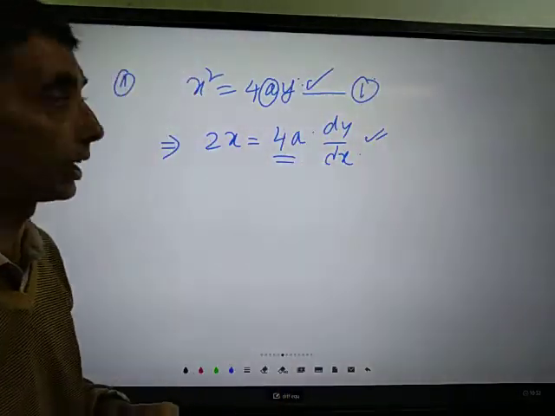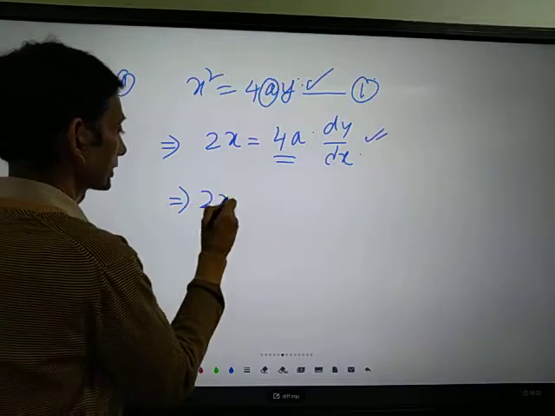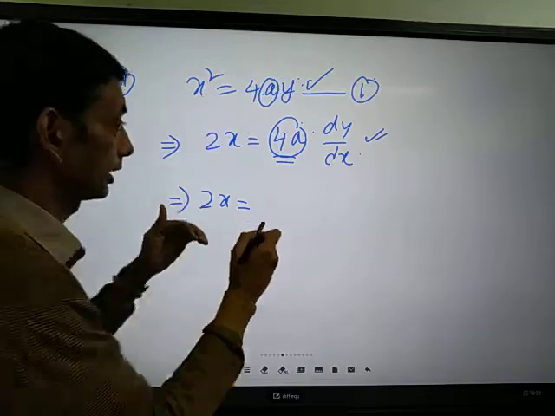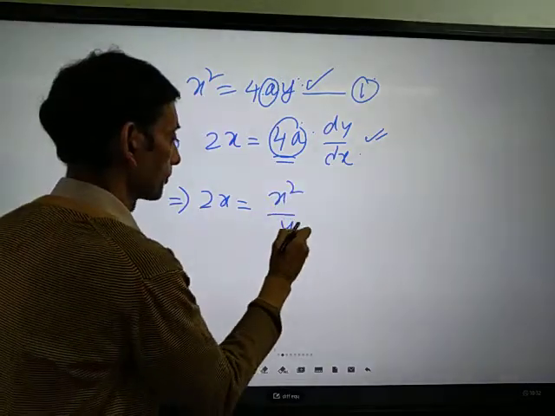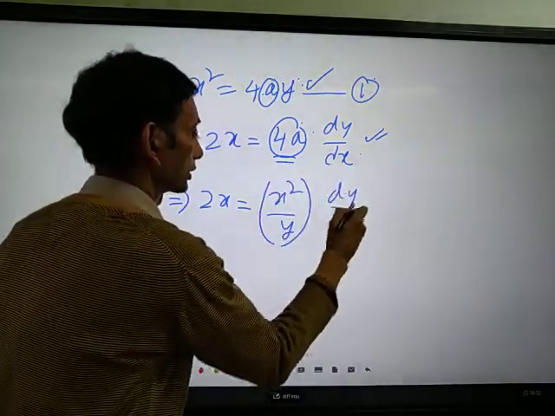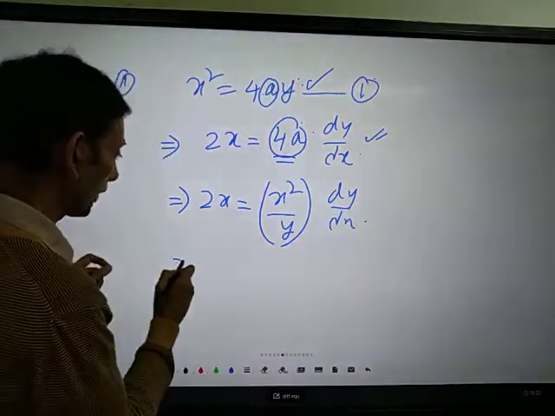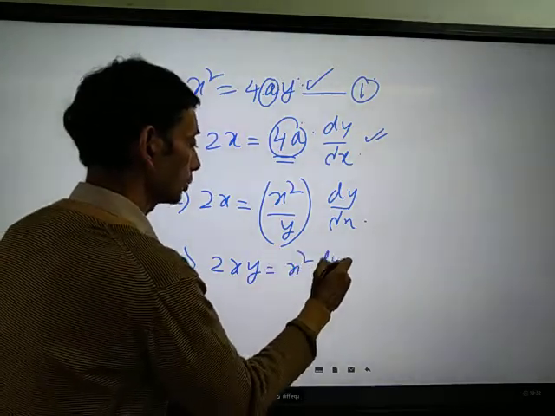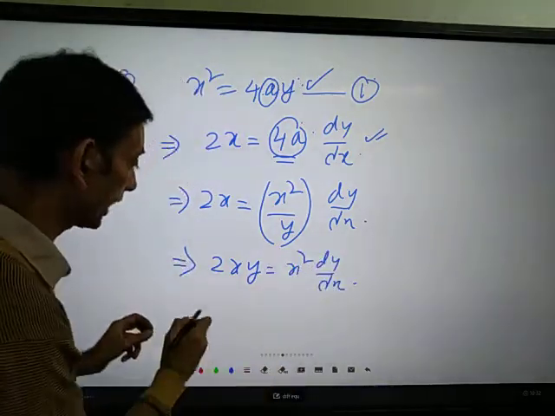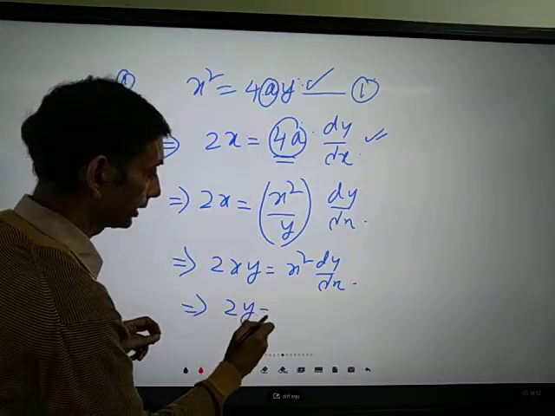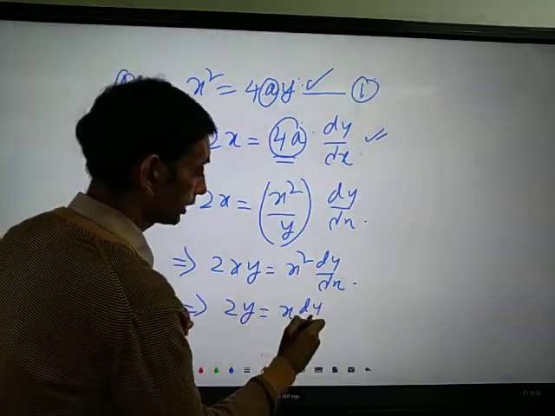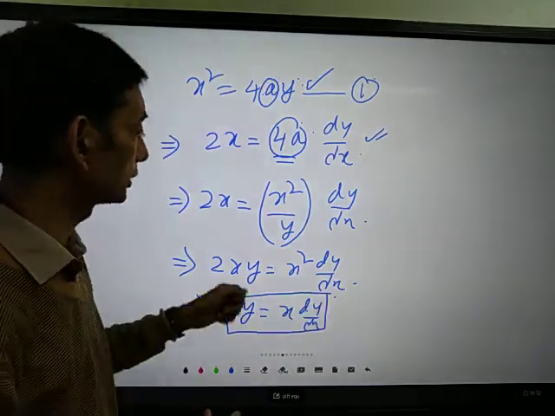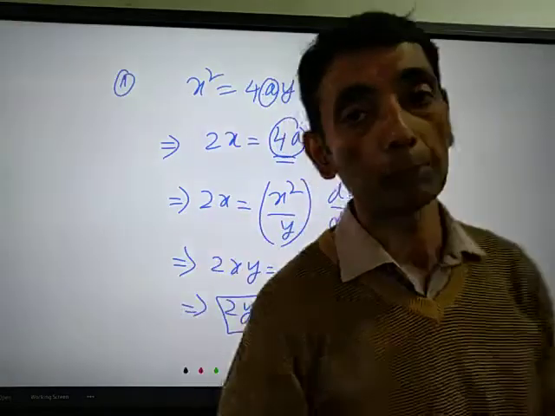From the equation 1, what is the value of 4a? 4a is equal to x squared by y. So we'll replace that: 2x equal to x squared by y into dy by dx. If we simplify, we'll get 2xy equal to x squared dy by dx. If you cancel x, you'll get 2y equal to x dy by dx, which is the required differential equation which will represent the family of parabolas.